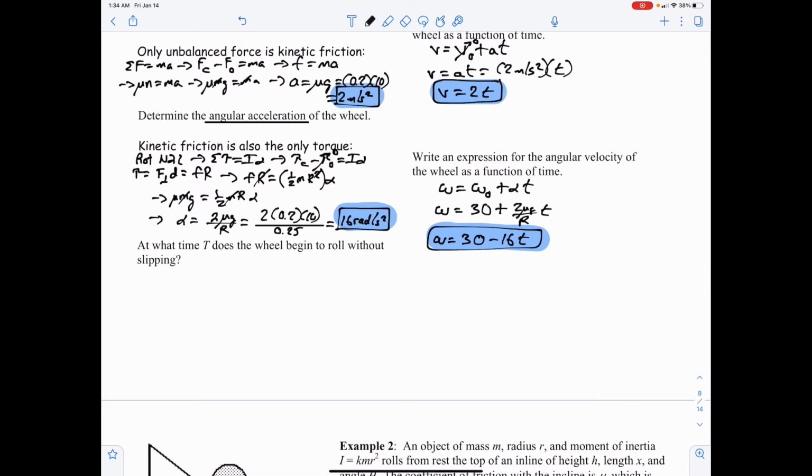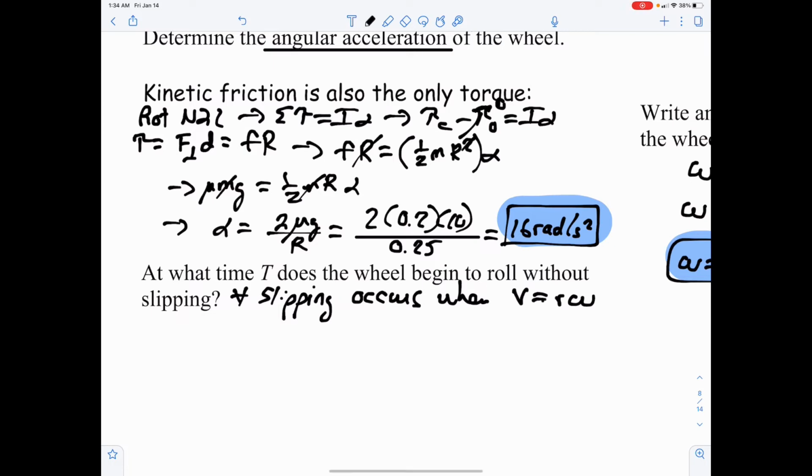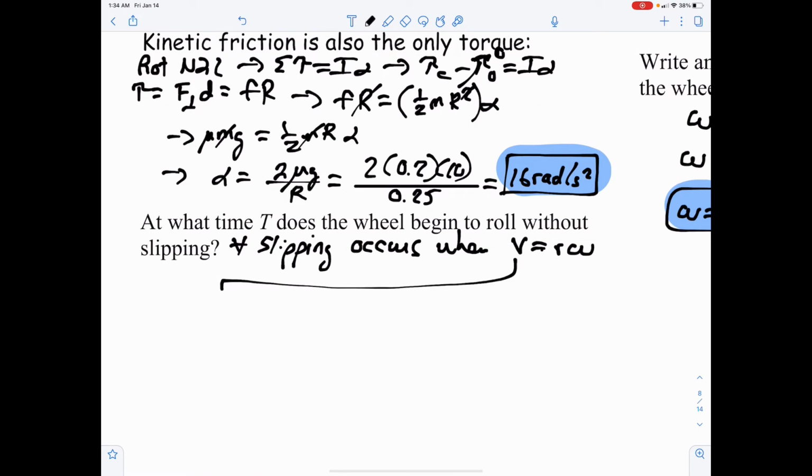At what time t does the wheel begin to roll without slipping? Slipping occurs when v equals r omega. Not when v is greater or less than r omega, but when v equals r omega. So v was mu times g times t.